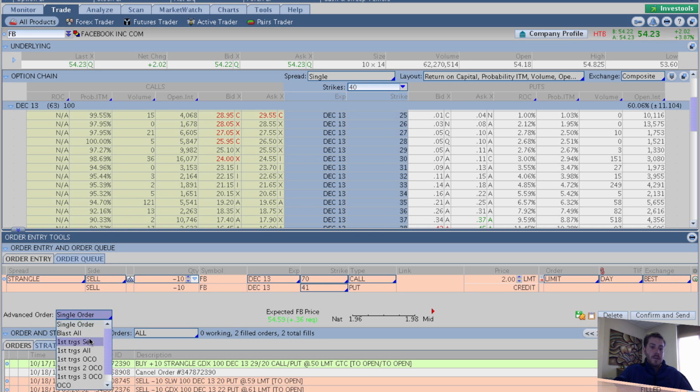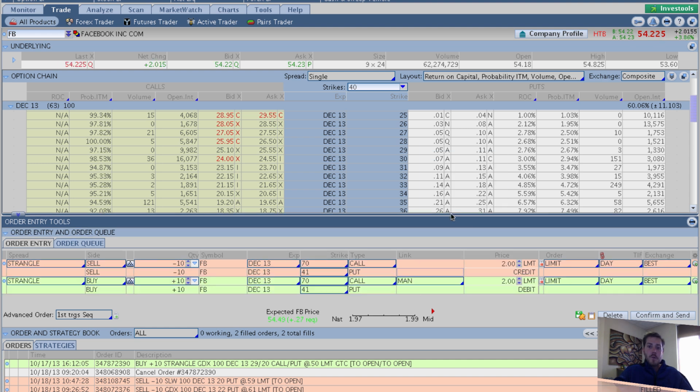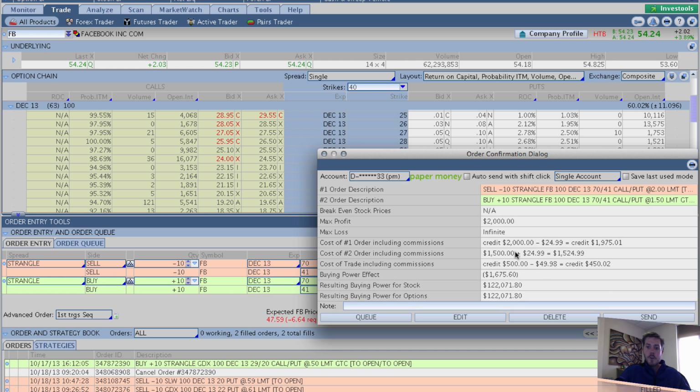So you drop down, hit first trigger sequence, right click on this trade, hit create opposite order, and reduce this to $1.50, and change that to GTC. And basically, once you hit confirm and send, first it's going to show you all your information here. So we're selling order number one, we're selling 10 strangles in Facebook December with the 70 calls and the 41 puts at $2 limit. So selling to open.